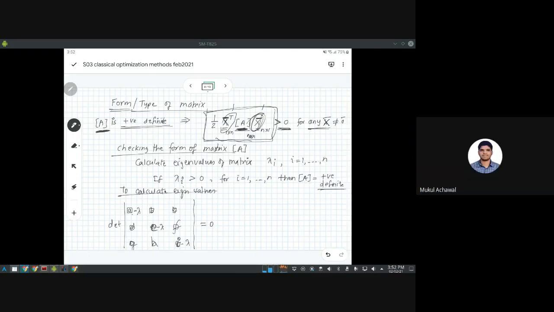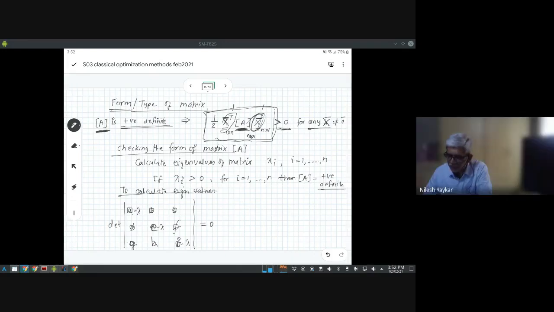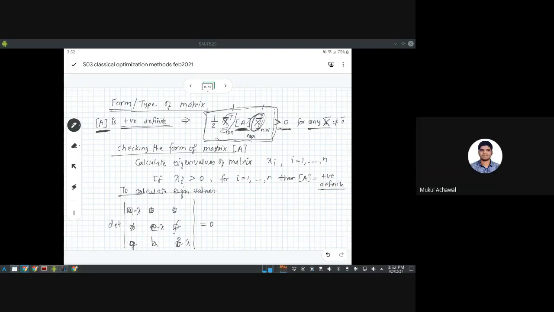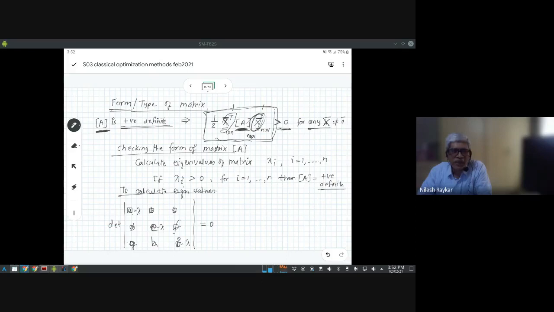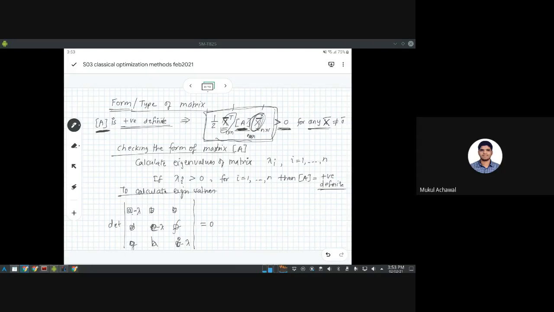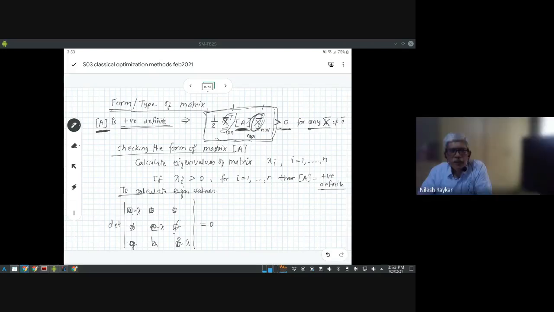Sir, is there any particular reason for writing half on the left side? Oh, that is part of the definition. I don't know why that half comes. It need not be there, but that is how the definition comes. There must be some reason for that, so some mathematics or matrix algebra book can give you something. I don't know the reason for that.